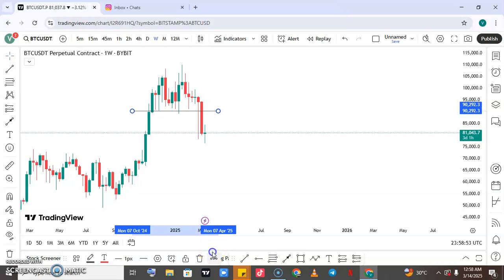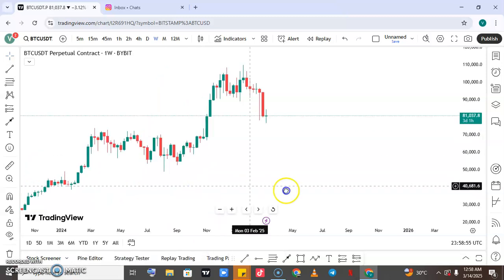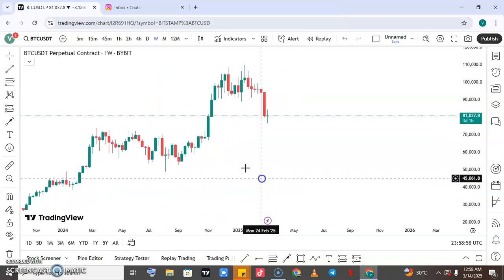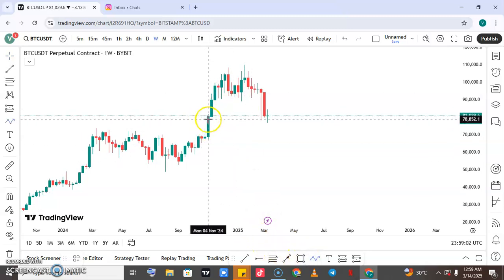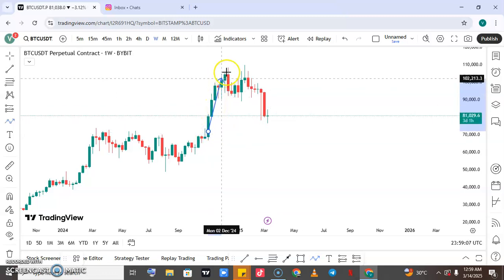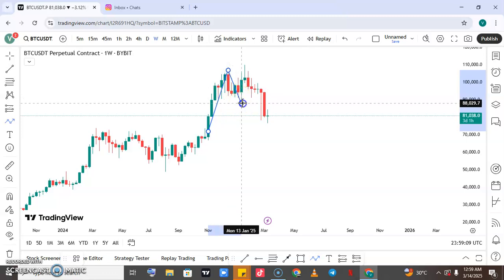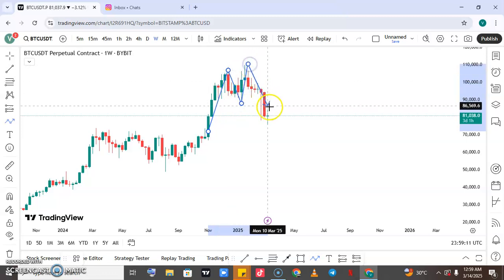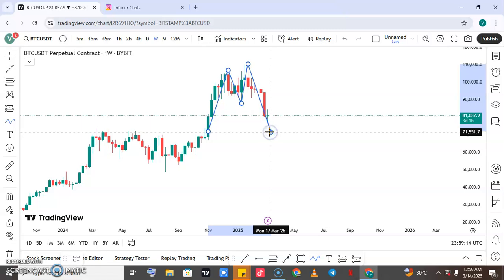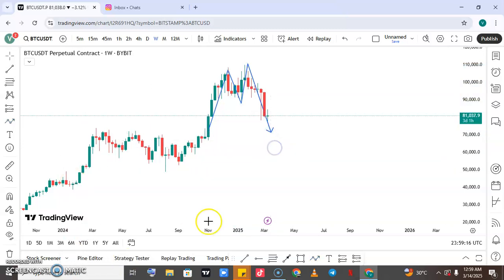Let me delete this so you can see what I got. I got this setup. Now what is this setup? This is an M pattern that has been broken. I think if I have to take this trade, I should look for a retest. Yeah, this is an M pattern that has been formed in a weekly time frame. I can't lie, I expect to see Bitcoin drop really hard this time if it's going to fall.